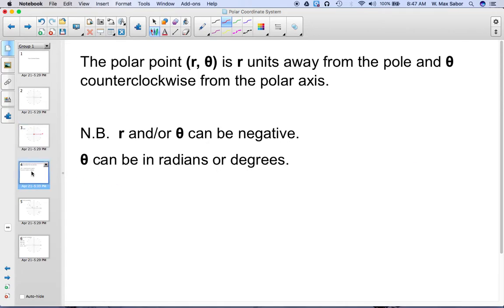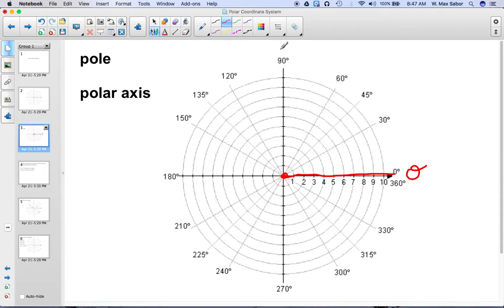So we describe the polar point r comma theta as r units away from the pole and theta counterclockwise from the polar axis. Please be aware that r and/or theta can be negative, and theta can be in radians or degrees. So if I wanted to describe this point, I would be saying, okay, I'm going 5 along the polar axis, and then I'm going to rotate 60 degrees. So we would call this point 5, 60 degrees.